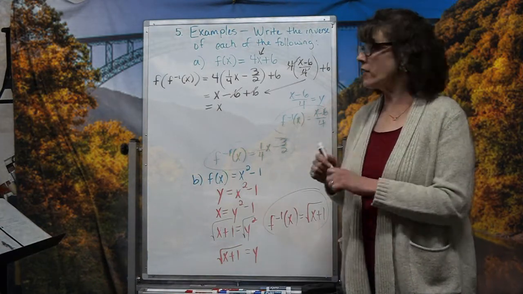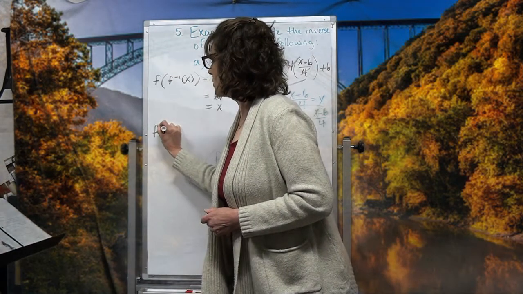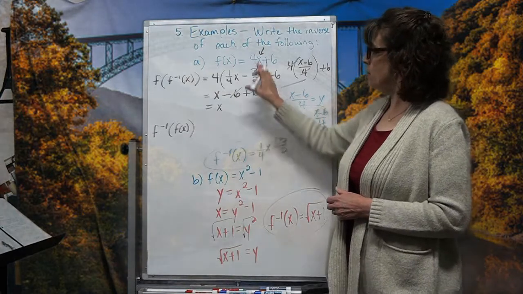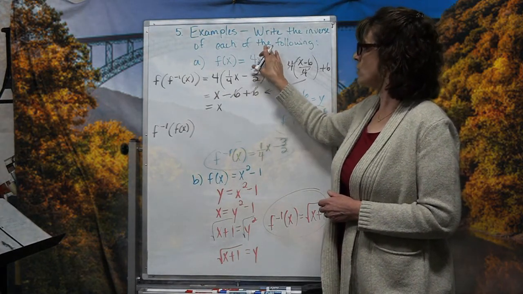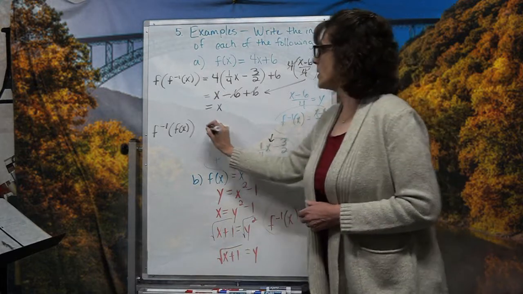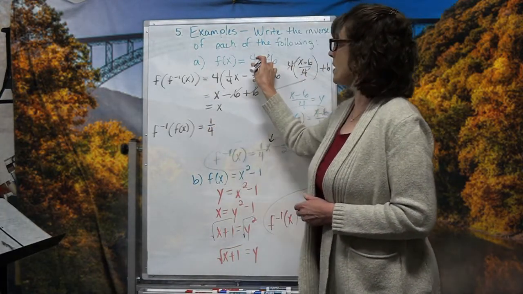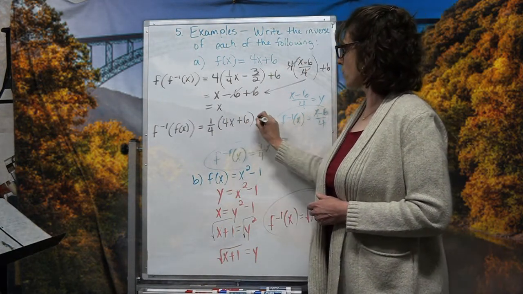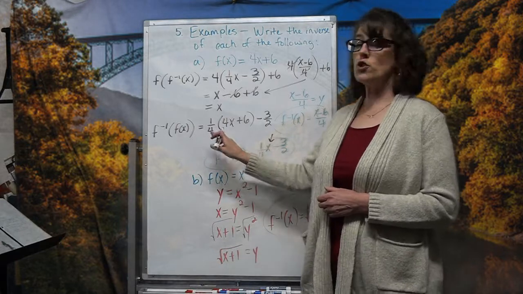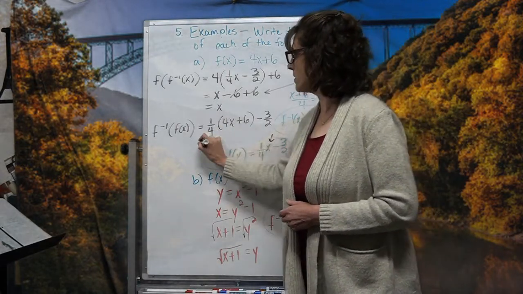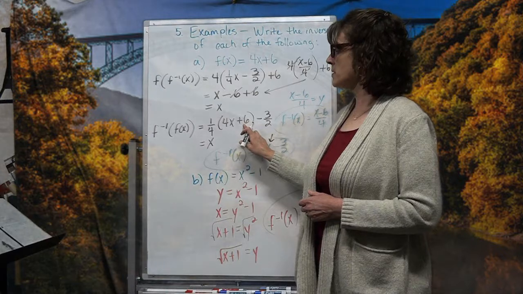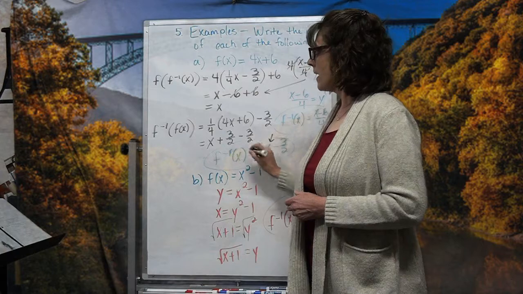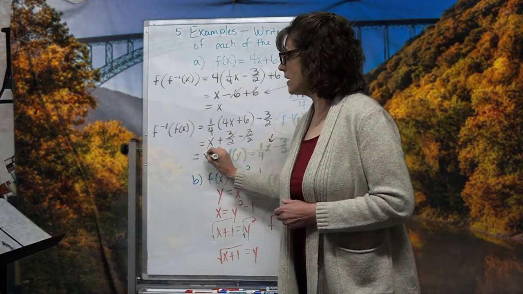Now, I need to check, though, taking my inverse function and plugging f of x into that. So I took my inverse and plugged it into the original. Now I need to take the original and plug it into the inverse. So instead of 1/4 times x, it's 1/4 times all of this, 4x plus 6, and then don't forget to subtract 3 halves after that. Now you know to distribute your 1/4 through. 1/4 times 4x is just x. 1/4 times 6 is 6 over 4, but that simplifies to 3 halves. And 3 halves minus 3 halves, sure enough, I do get an x.